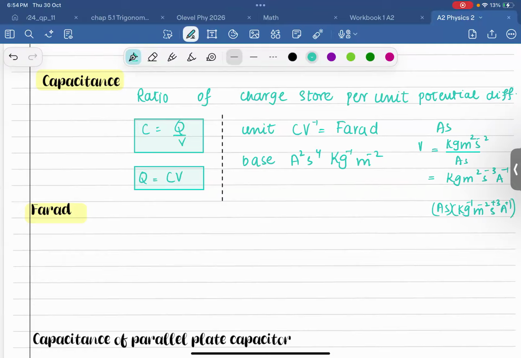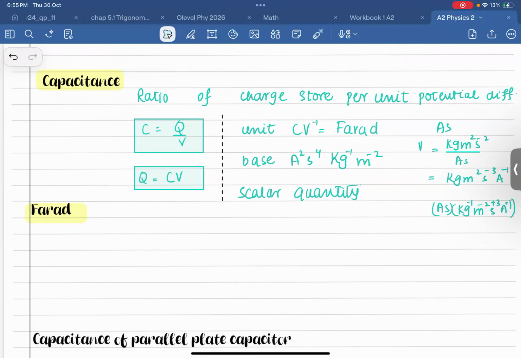Fine. And also the capacitance is a scalar quantity. We don't have any direction in it. It is just going to tell you how much charge something can store. Now, the farad is basically the unit for the capacitance, right?